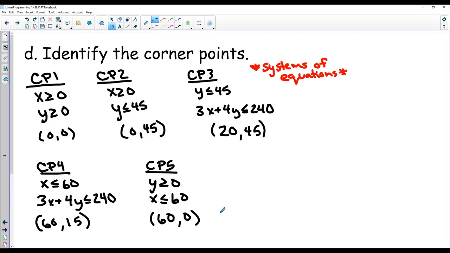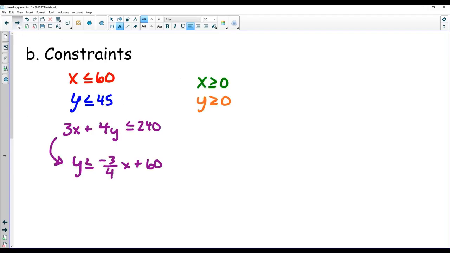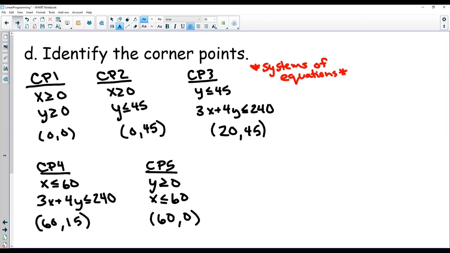Okay, so now what we want to do with this is test our corner points in the expression that we want to try to maximize our profit for. So first we have to figure out our expression for maximizing our profit, which means we have to visit our word problem again. Remember how we talked about money, and it tends to be the expression that we want to maximize, in this case maximize. We have a $12 profit for the hockey skates and an $18 profit for the figure skates. So we're going to use that information to create our expression that we want to maximize.